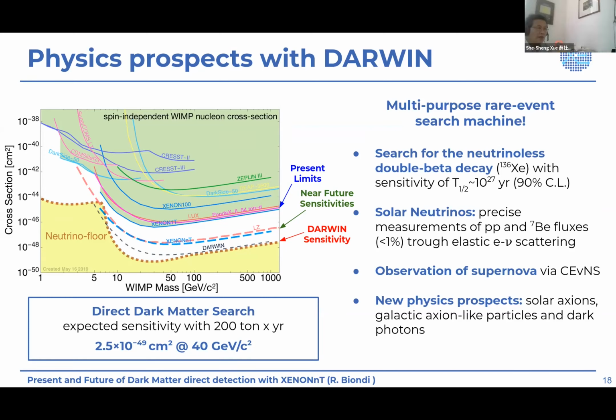Can you go beyond the 10 to the minus 50 centimeters squared? With Darwin, I don't think so. Even in 10 years, do you expect, just give me roughly? I'm not going to precise the technique. Okay, just what you feel.